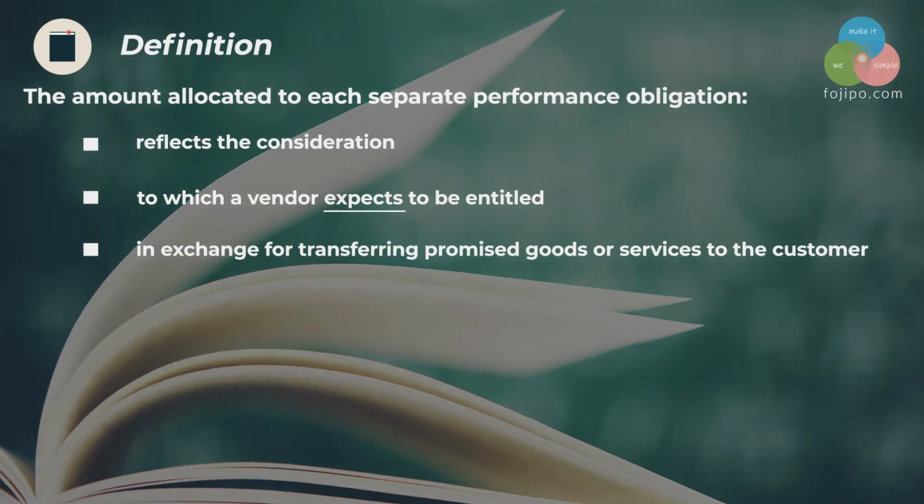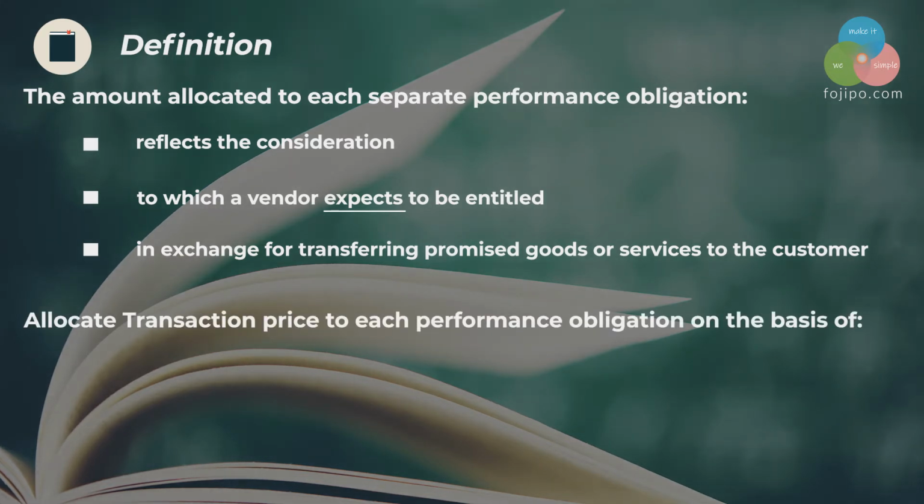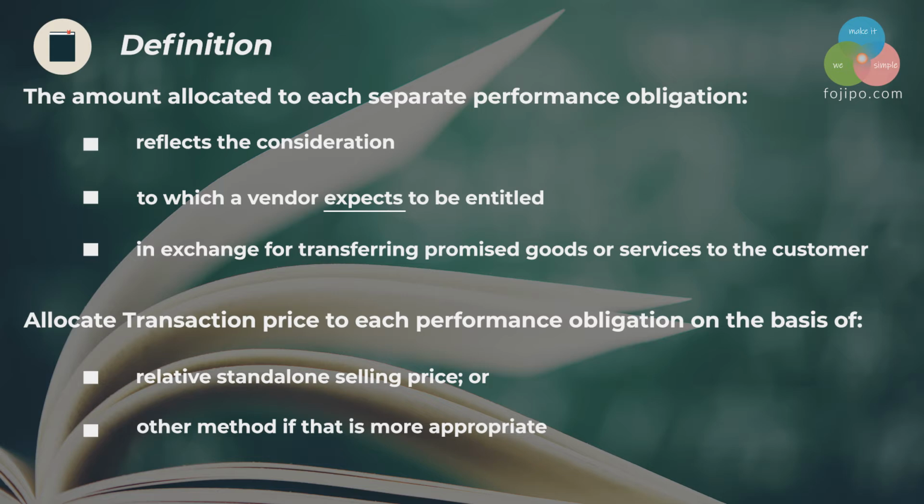Standard states that transaction price should be allocated to each performance obligation on the basis of their relative standalone selling price. So, standalone selling price is the default method for allocating transaction price to each performance obligation. However, standard does not preclude use of other methods to allocate transaction price if that is more appropriate.